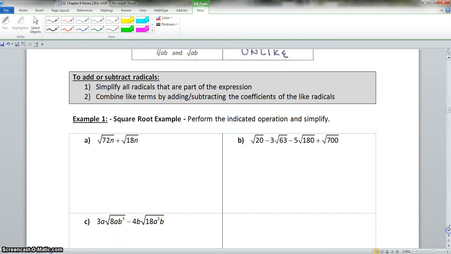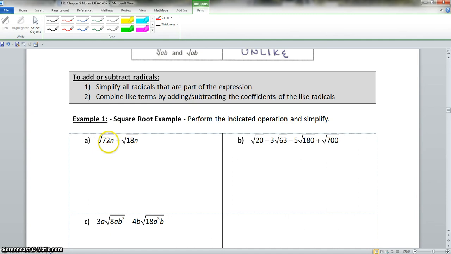Okay, now to add or subtract radicals. Simplify all radicals that are part of the expression. Combine like terms by adding or subtracting the coefficients of the like radicals. Okay, so this is how we would do it. First of all, we have the square root of 72n and the square root of 18n. We have the same index, but we know that they are not like radicals because under these square roots, these are different. But first, let's do this.